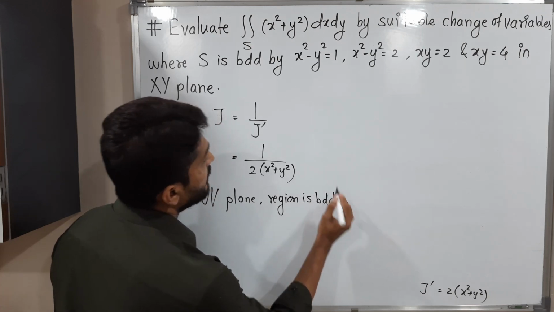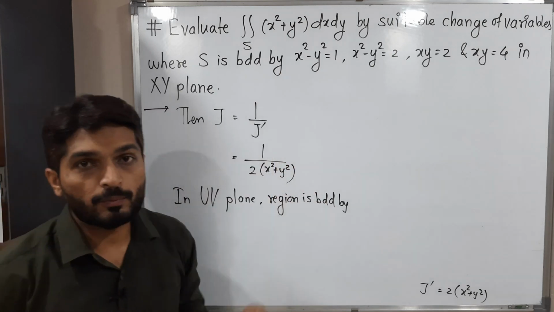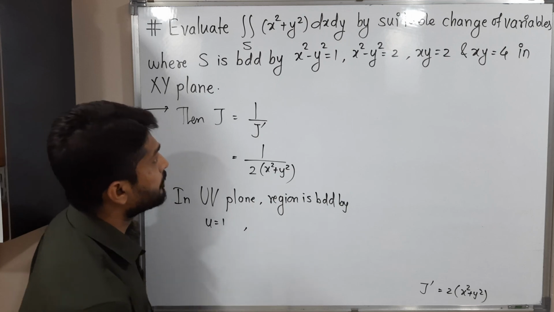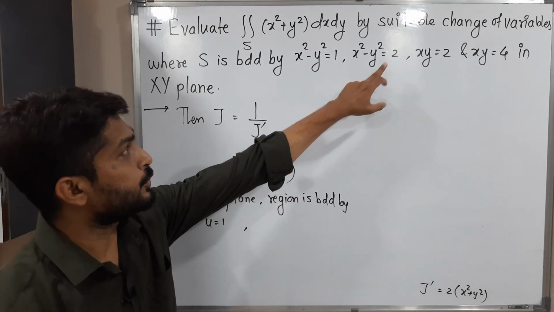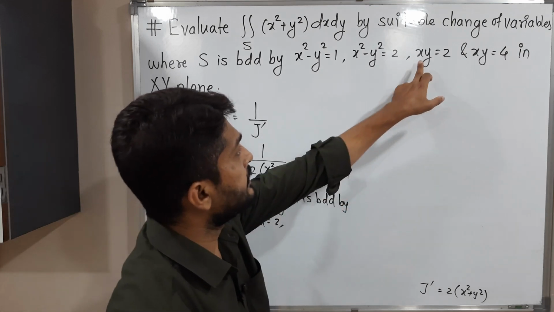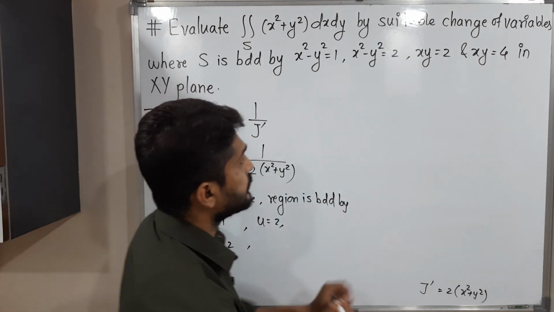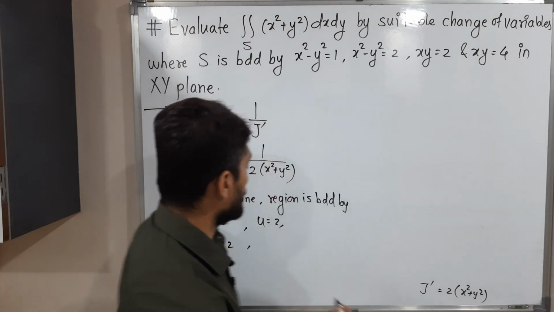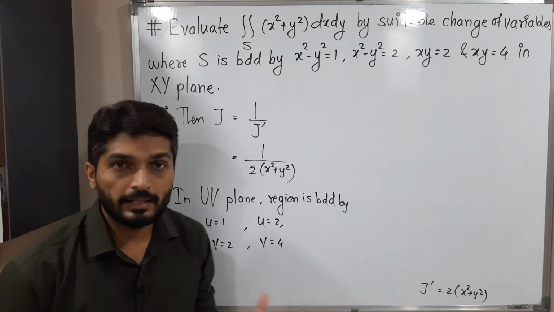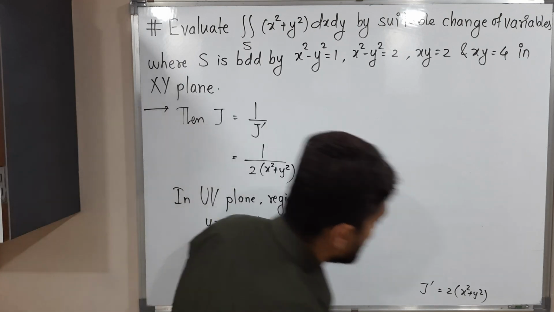so we can easily write using these 4 equations. So x square minus y square is our u, so that's why u is equal to 1. This is our u, so u is equal to 2. Second equation we got, this is our v, so v is equal to 2, next equation, and last, this is our v, so v is equal to 4. So in this way we got 4 lines basically, these are lines, getting? And in the UV plane, the region is bounded by these 4 simple lines.